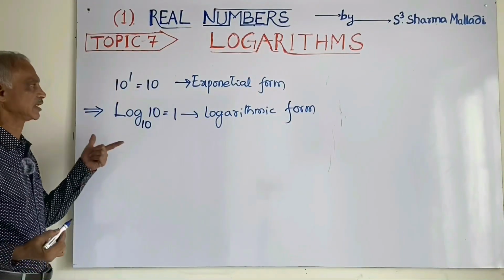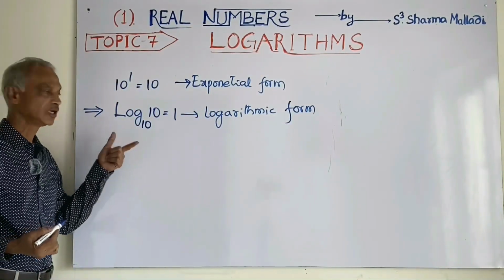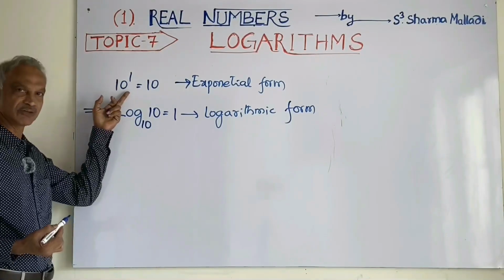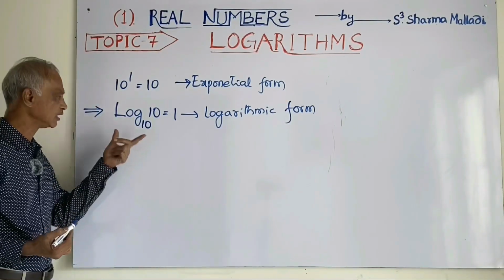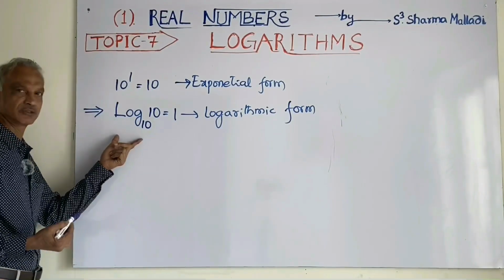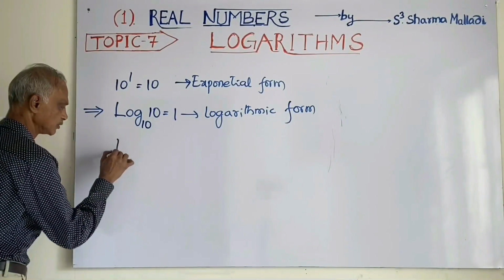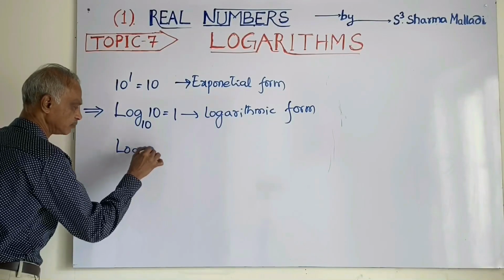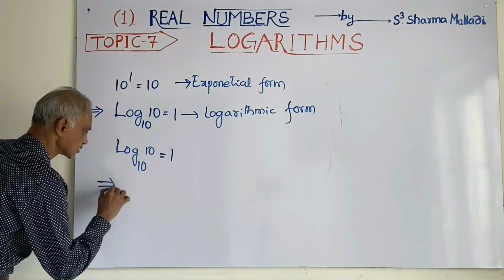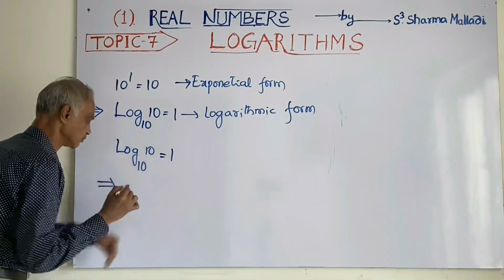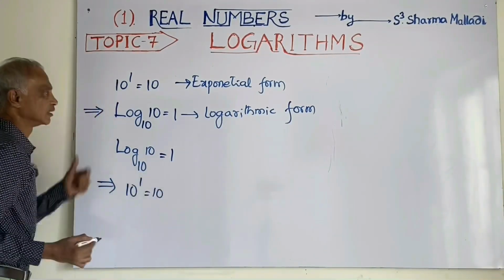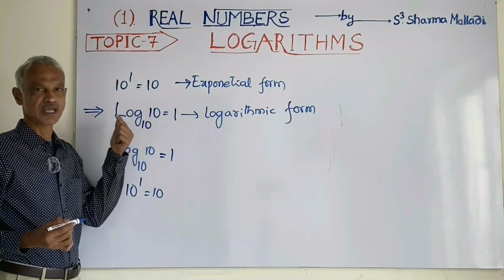First, you should understand what is exponential form and logarithmic form. You can convert exponential form to logarithmic form and logarithmic form to exponential form. See, you take log of 10 to the base 10 is equal to 1. It can be written as 10 to the power of 1 is equal to 10. This is the definition of logarithm.